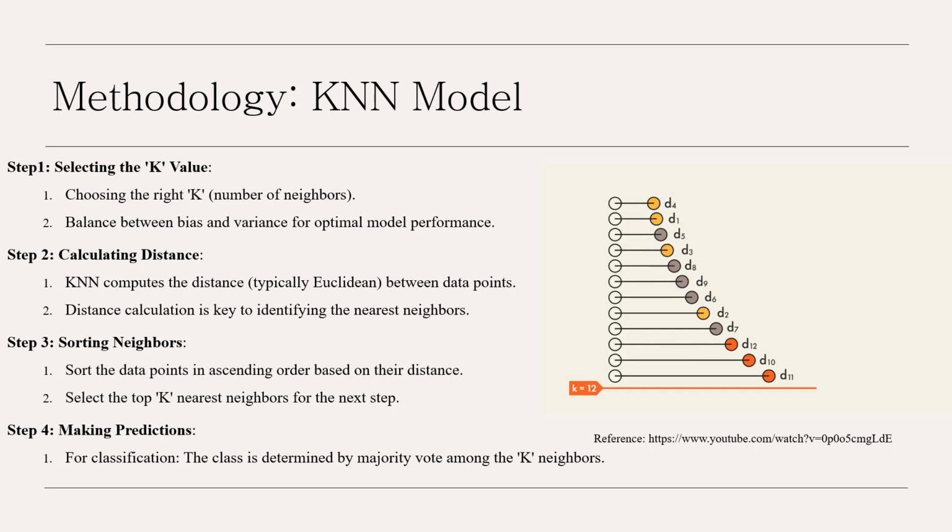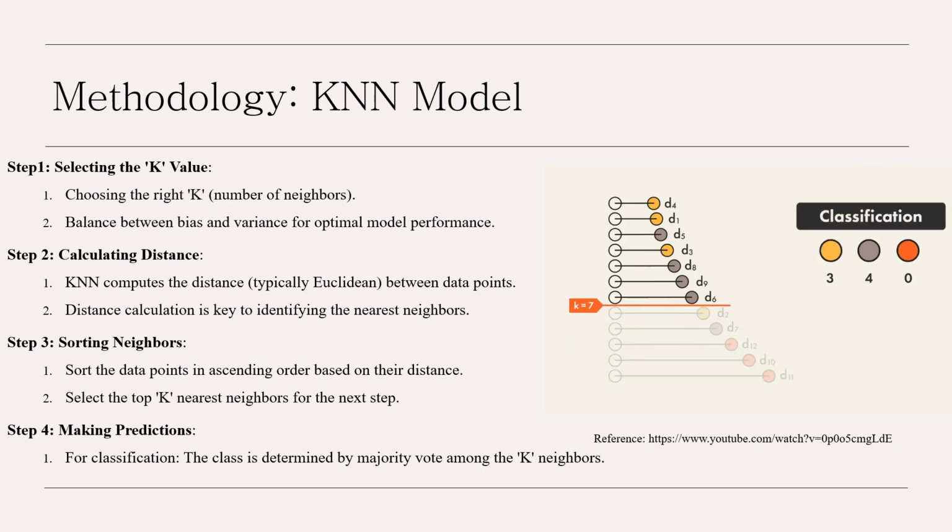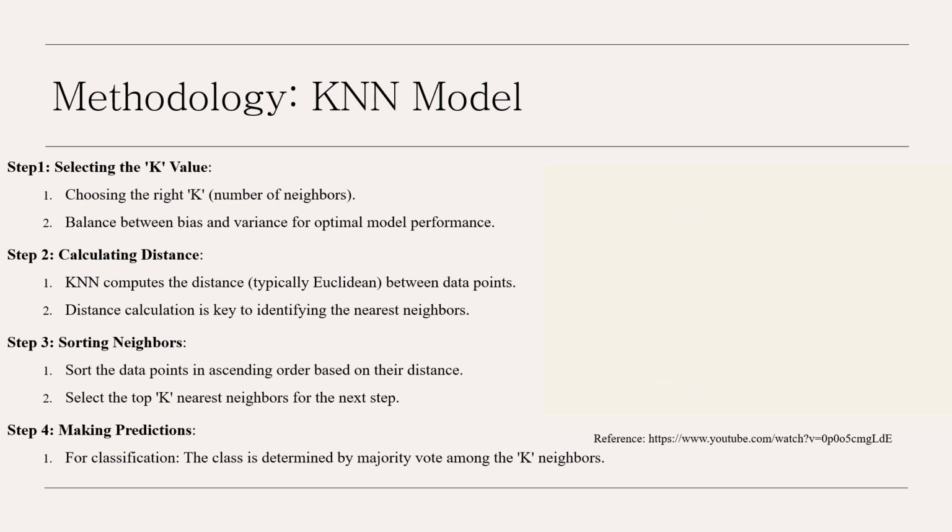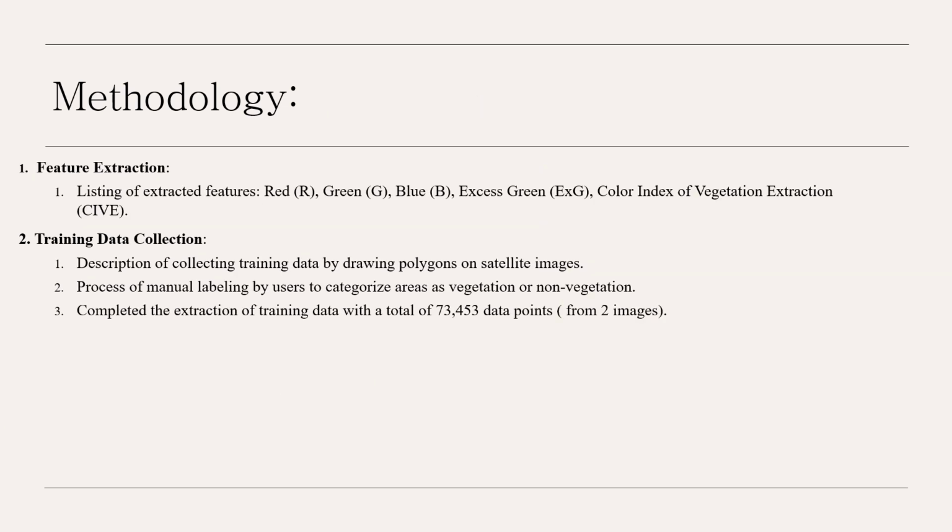From this sorted list, we can then select the top k nearest neighbors, and in the final step, we will classify the task. The KNN predicts the class of the new data point based on the majority of the votes among those k nearest neighbors. The class that receives the most votes becomes the predicted class for that new data point.